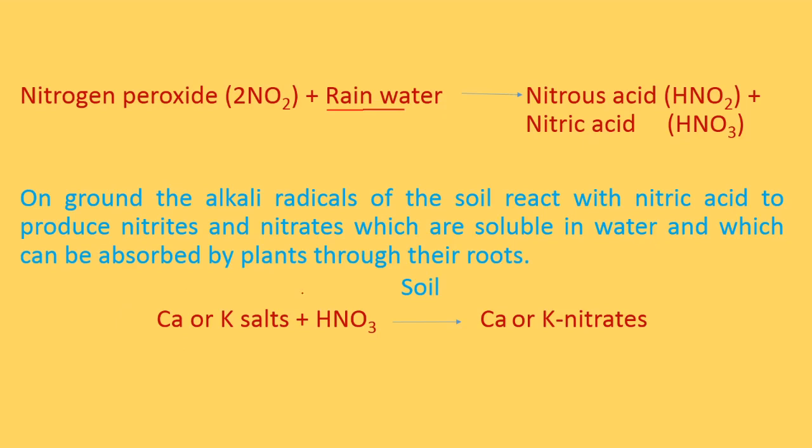So here this process has been given. These are alkali radicals in the form of calcium and potassium present in the soil, and when they react with this nitric acid, it will form calcium or potassium nitrates. So this form of nitrogen is readily absorbed by the plants and nitrogen becomes available for the plants. So this is the entire process of physical nitrogen fixation.